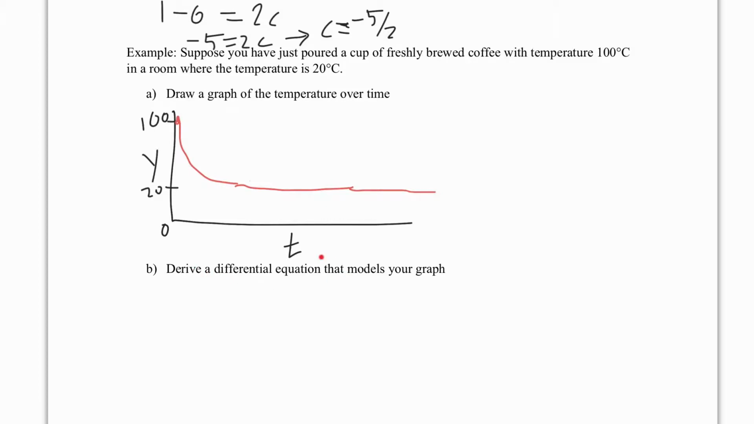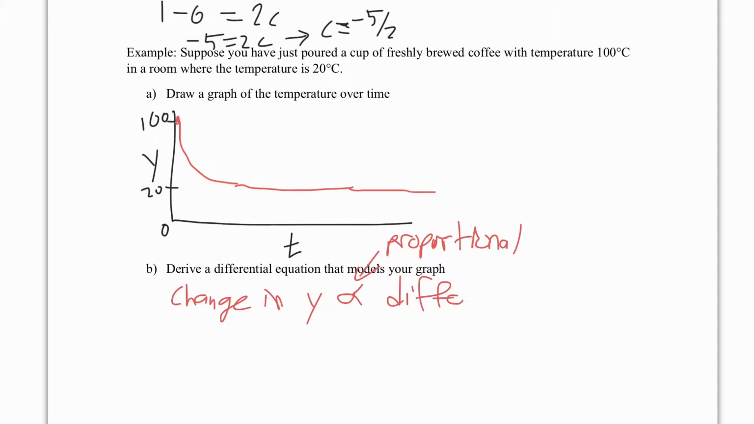Well, let's try to derive a differential equation to model this situation. And in particular, we're going to make an assumption. We're going to assume that the change in y is proportional. So this little symbol here means proportional. It's proportional to the difference in temperature.